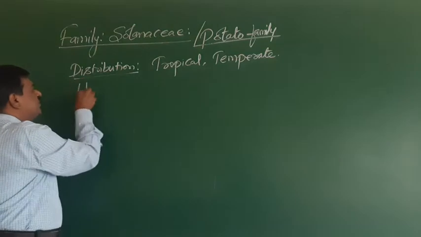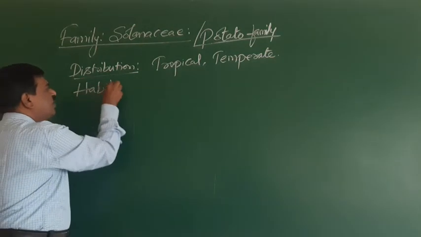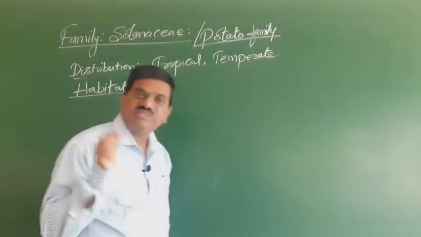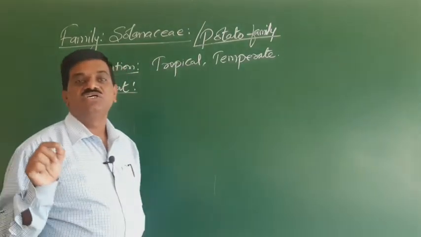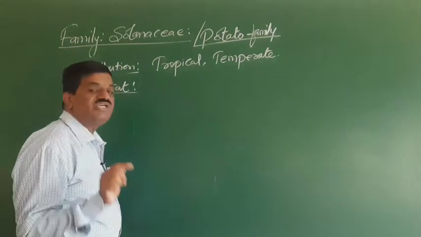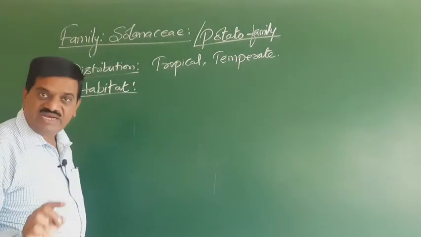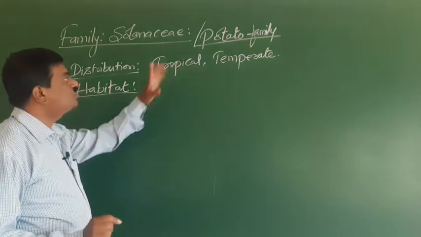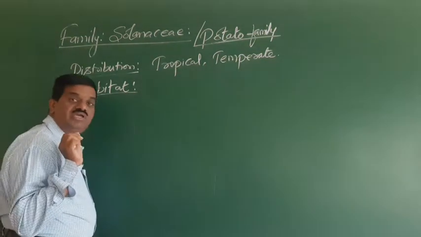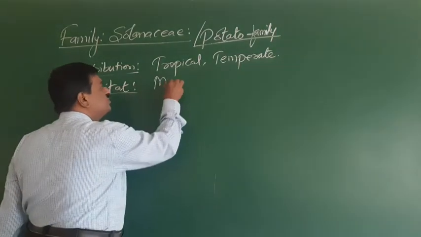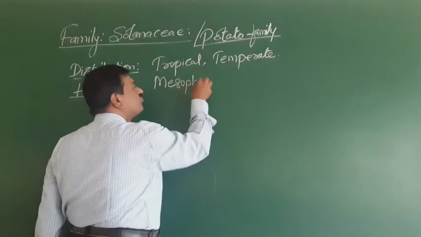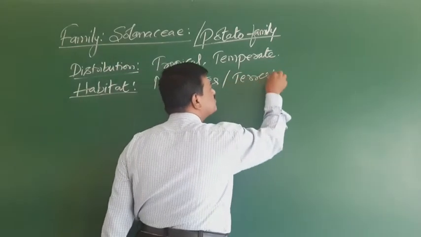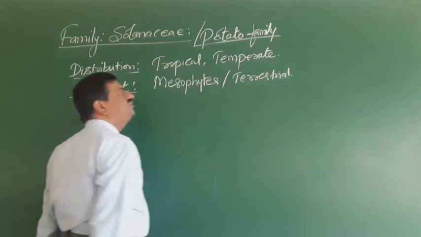So we go for the second one, called habitat. The word habitat is nothing but where the plant is growing. The plant is always growing in land, water, or desert, and that should be specified. The potato is always growing on the land, so we use the word mesophytes. Mesophytes are nothing but terrestrial.